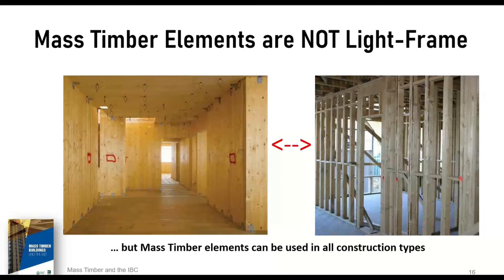Totally different. Even though light frame wood construction is not going to be allowed for the new tall mass timber building provisions discussed in the upcoming webinars, it is important to remember that the mass timber elements we're talking about can be utilized in all of the other types of construction by virtue of their mass or their ability to be fire retardant treated. So mass timber is not going to be limited to the types of construction that are currently in Type 4 and the new types of construction that are in the 2021 edition of the IBC.